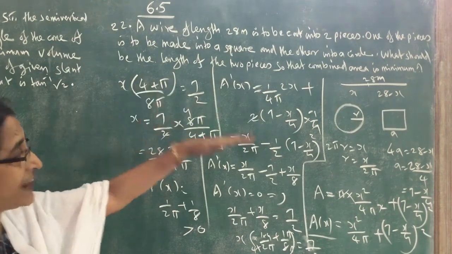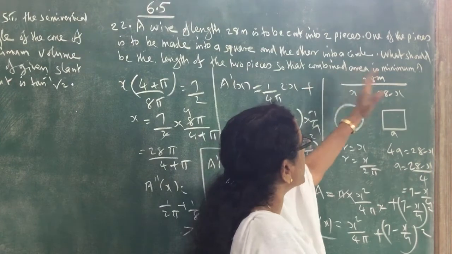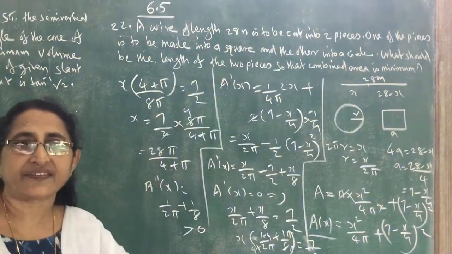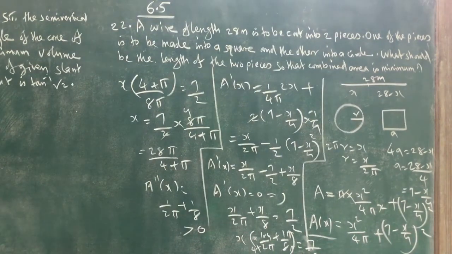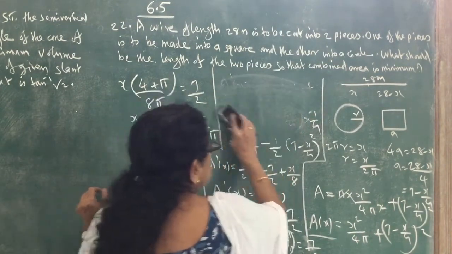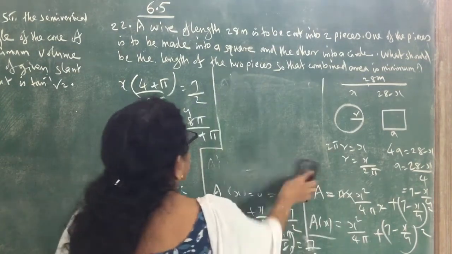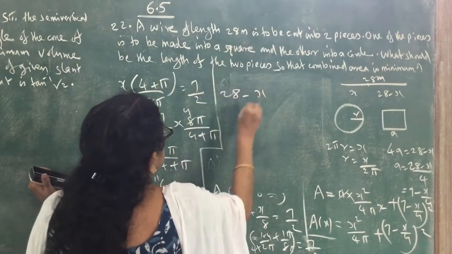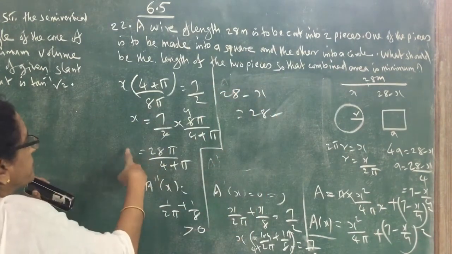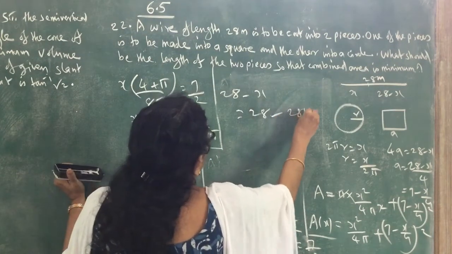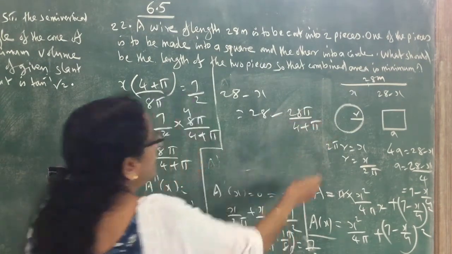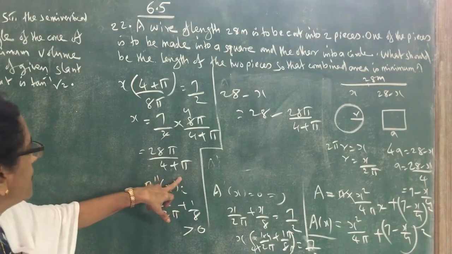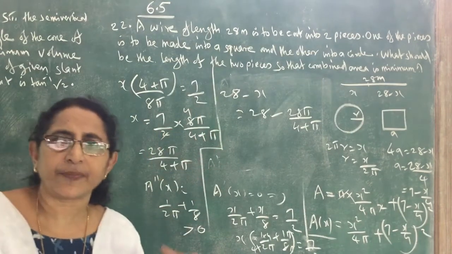Now we have to find the length of the other piece. One piece is x, other piece is 28 minus x. Then 28 minus this number we have to find. That will be the length of the other piece. Therefore the length of the other piece equal to 28 minus x, that is 28 minus 28 pi divided by 4 plus pi. Now simplify and find. That will be the length of the other piece.